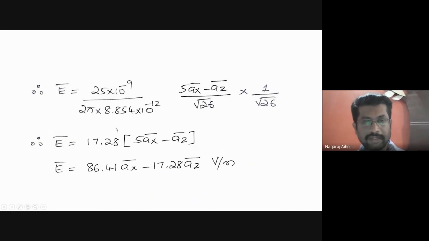If we simplify this entire term, whatever this 25 into 10 raised to minus 9 divided by 2 into 8.854 into 10 to minus 12 into root 26 into root 26, then you should get this. Just check out this 17.28. This one you please check. That will be multiplied by 5aX bar minus aZ bar. Use your calculators and check, students.